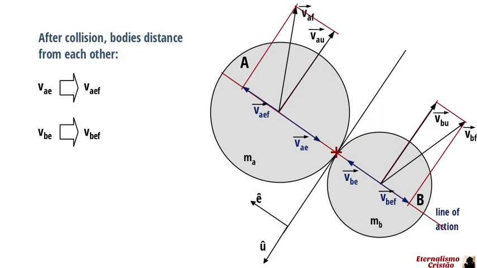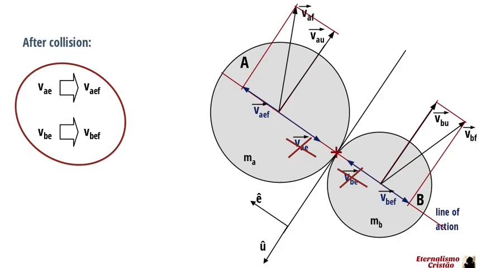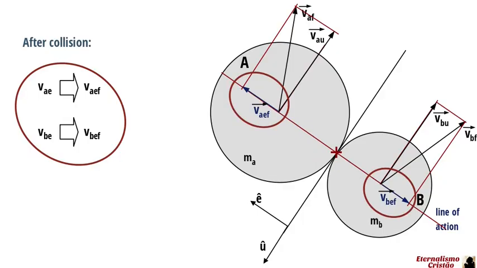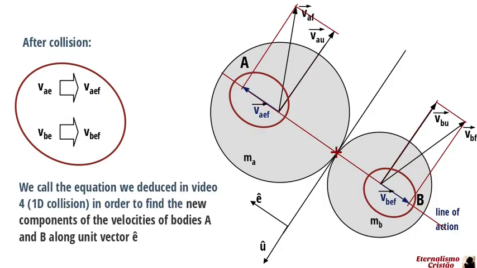After collision, the bodies distance from each other. The component v_A,E is changed to v_A,E final, and the component v_B,E is changed to v_B,E final. We call the equation we deduced in video 4, 1D collision, in order to find the new components of the velocities of bodies A and B along unit vector E.